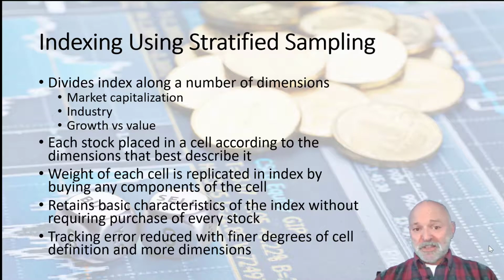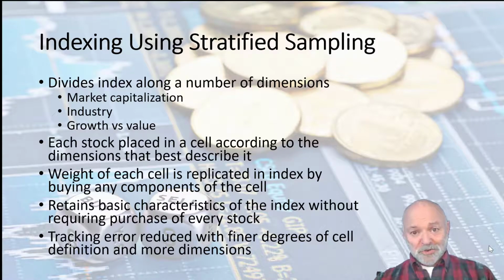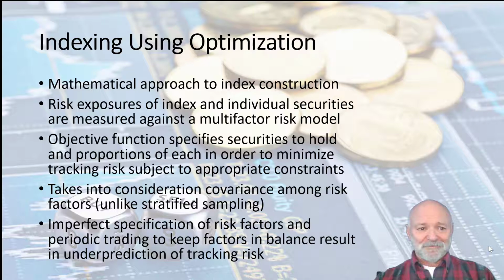This would produce some tracking error, but if we're doing this reasonably well, then we'd have the minimum amount of tracking error. We'd be able to buy large enough blocks of stock to reduce our transaction cost, and that would also help us to reduce the tracking risk.